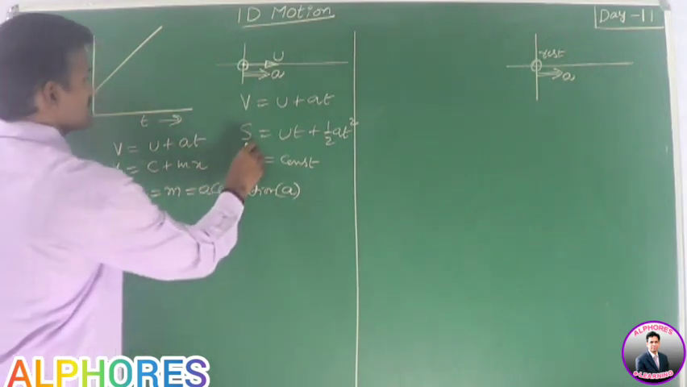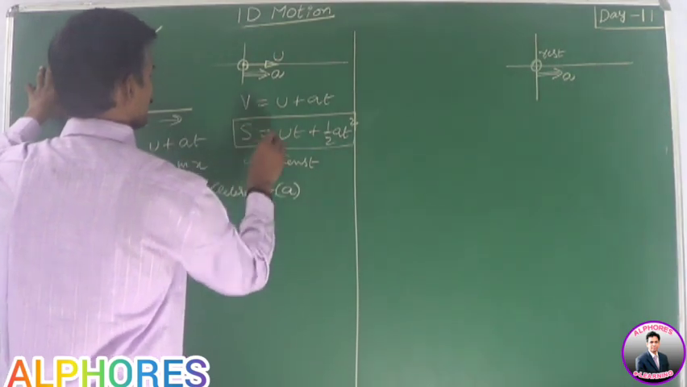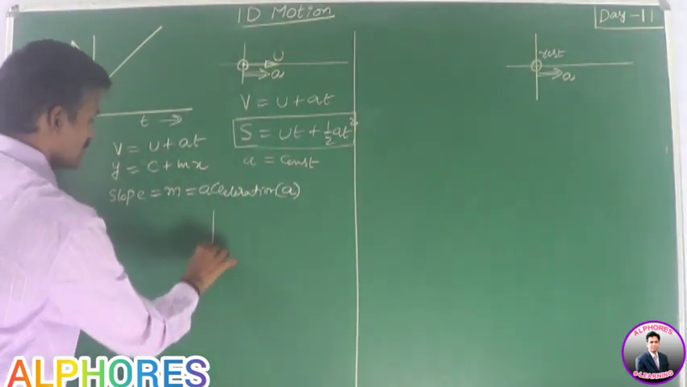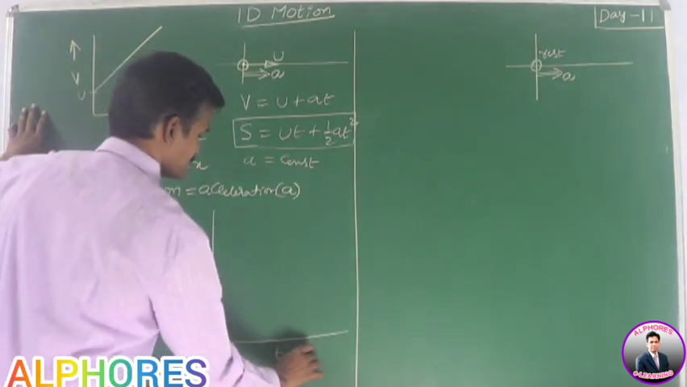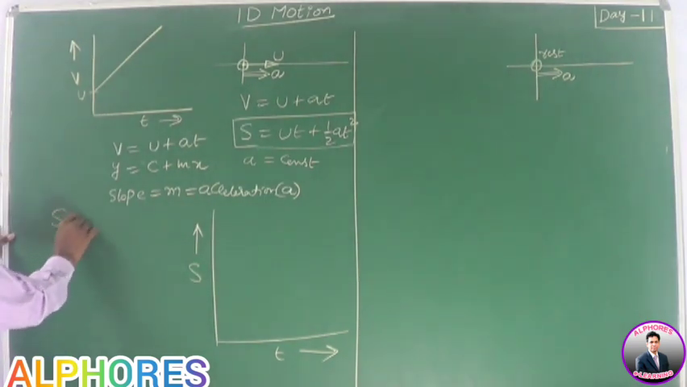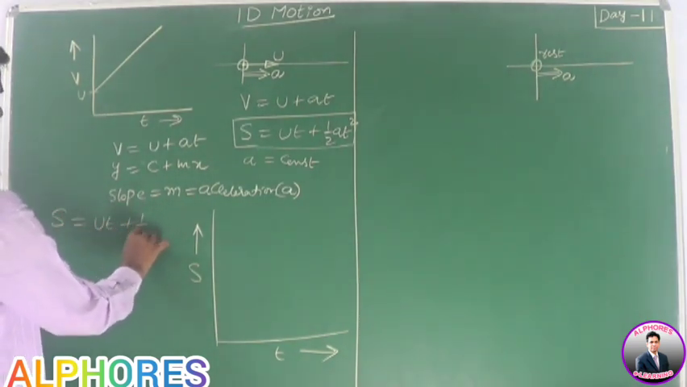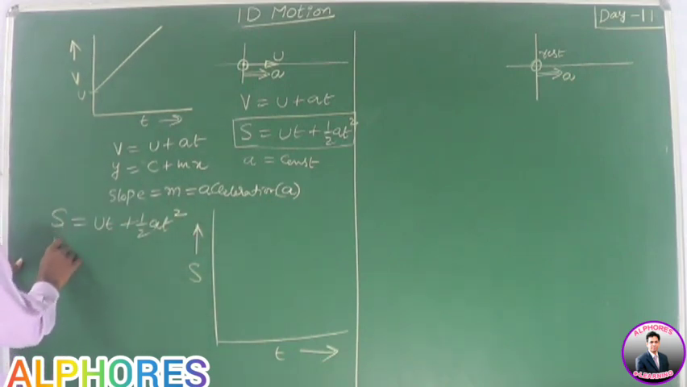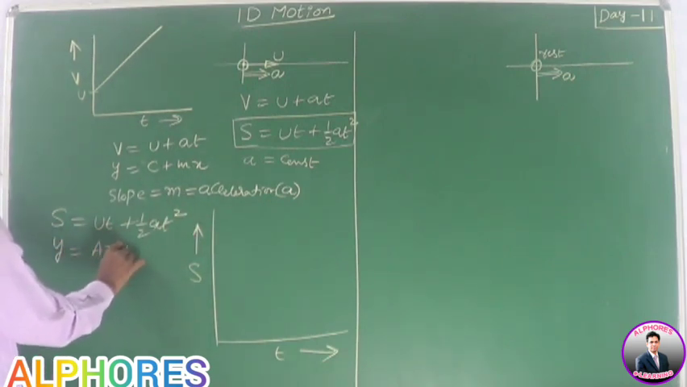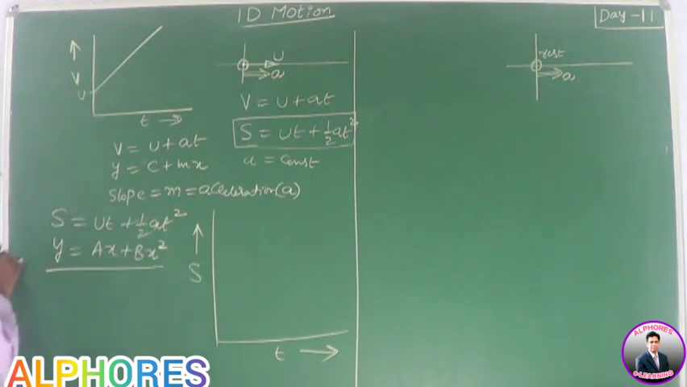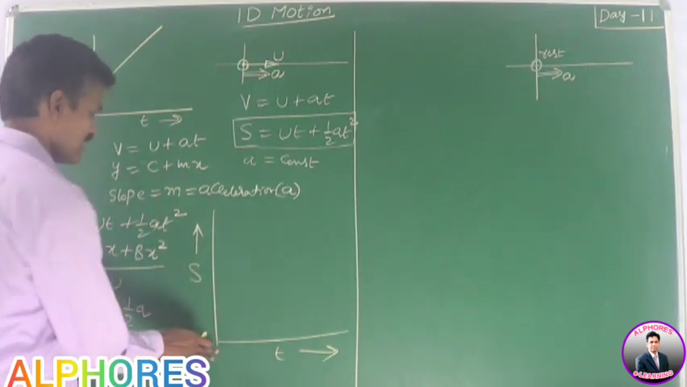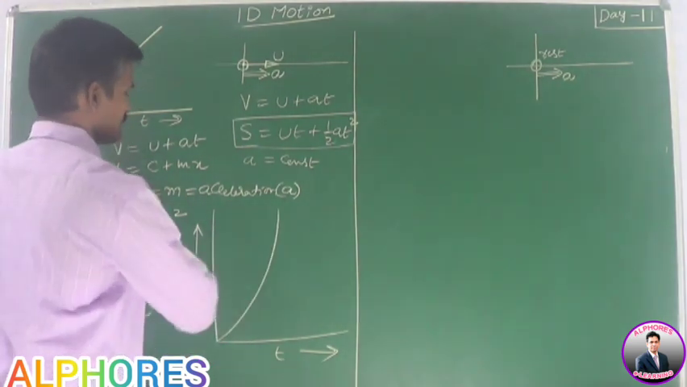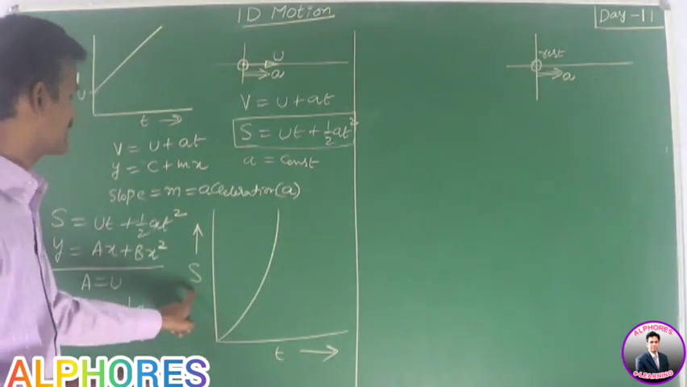Next, our function is s is equal to ut plus half at square. For this, how to draw the displacement time graph? This displacement function is ut plus half at square. This is like y equal to ax plus bx square, where a is u and b is half a. For this, the graph is an upward parabola. So this is the displacement time graph.